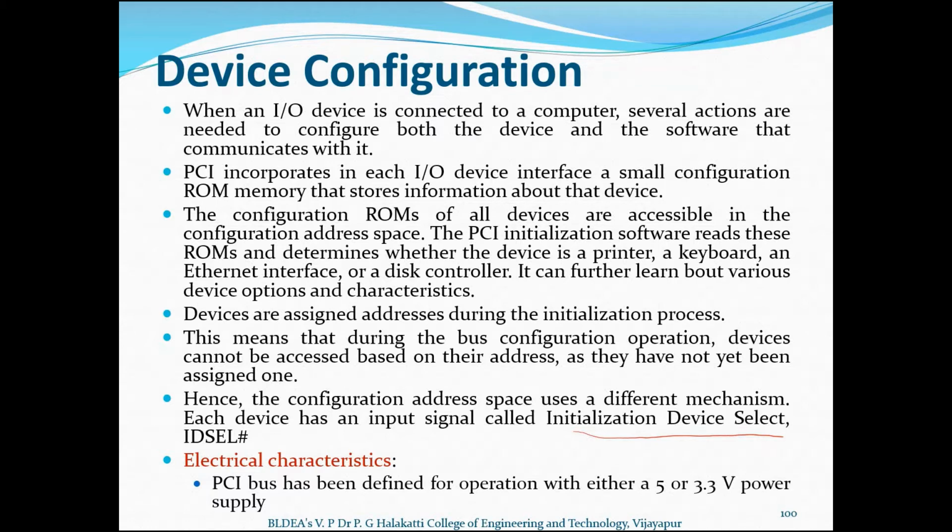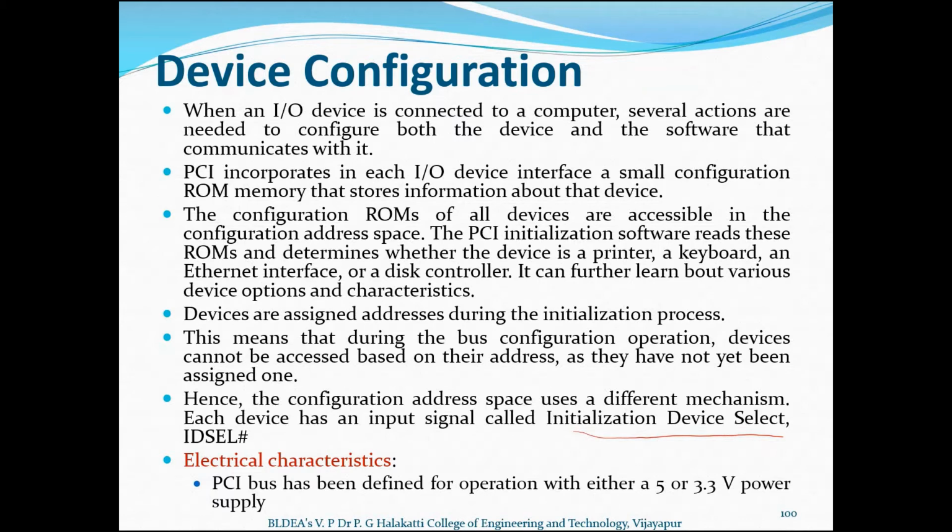So the configuration software scans all 21 locations in configuration address space to identify which are present. The device is assigned an address by writing that address into the appropriate device register. The configuration software also determines device interrupt priority. The PCI bus has 4 interrupt request lines. The software tells the device which of these lines it can use to request an interrupt.